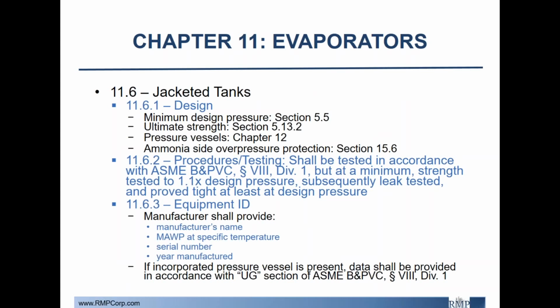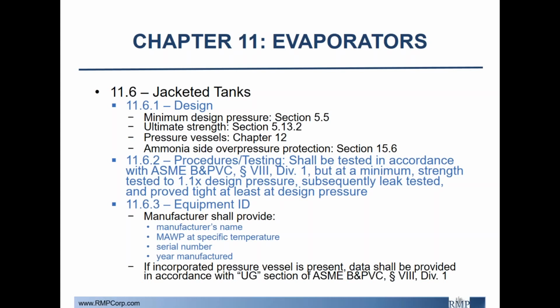Jacketed tanks are the last type of evaporator we'll cover. Again, the design information and standards are the same as most of the other types of equipment. It does call out the ammonia side of the overpressure protection with an exception for section 15.3 for the ASME code. If the jacketed tank evaporator is built to the ASME code, you can use 15.3 instead of 15.6.